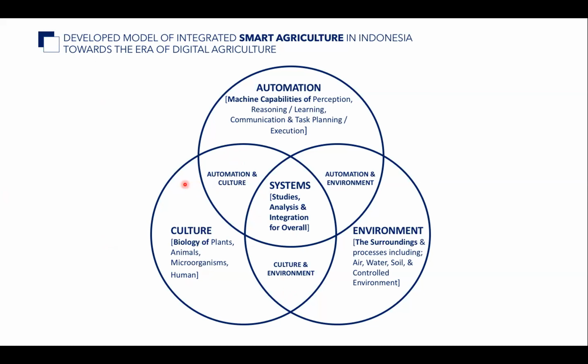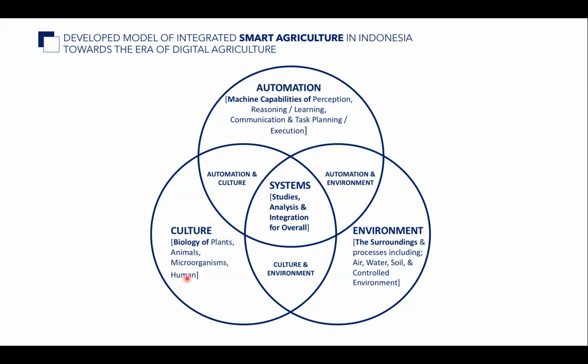And this is the main aspect if we talk about agriculture. And the third subsystem is environment. The three subsystems are linked or connected to each other. We talk about automation and culture, automation and environment, culture and environment, etc. And you see in the culture subsystem, it is not only plants or animals or microorganisms, but also humans. It means that we have to learn about human culture.